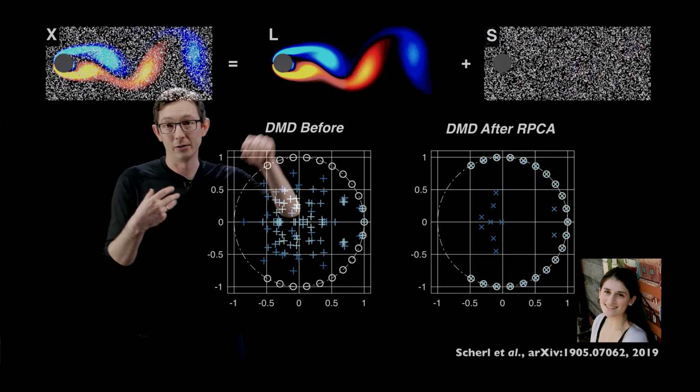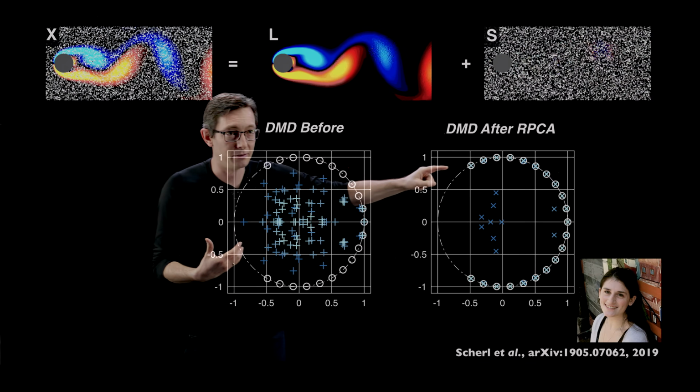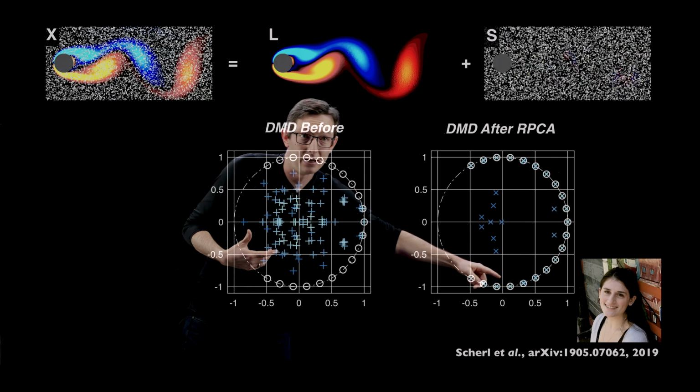You can also use this to build models like these dynamic mode decomposition models, where we know for these periodic flows, all of the eigenvalues of the system should live on the unit circle in discrete time.